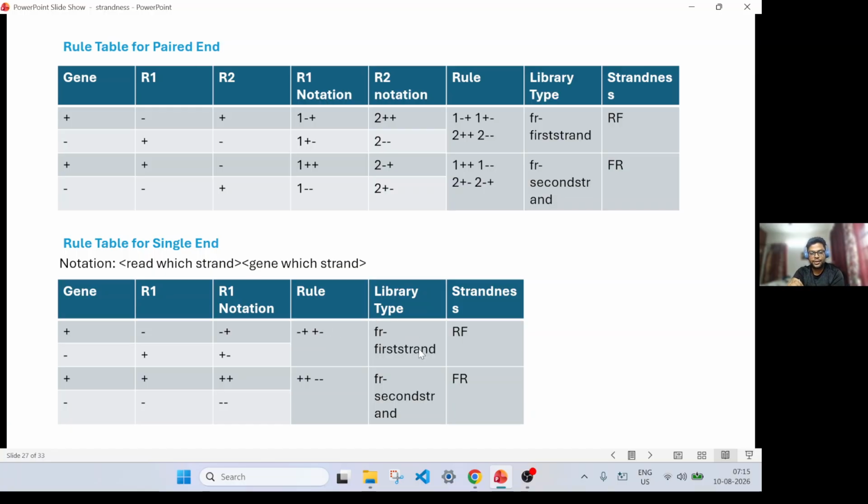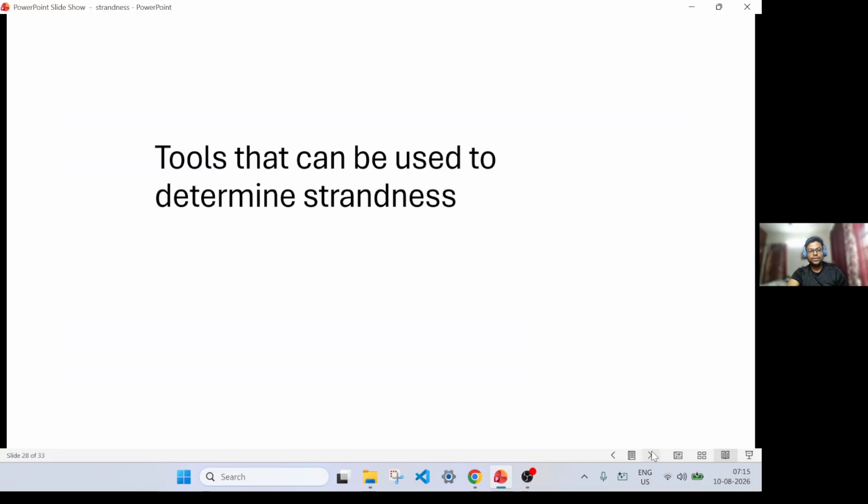So again this is the first strand, and you say that this is RF. And the second will be plus plus, minus minus, which means this is exactly matching. In this case you say that it is a second strand method or FR. So same concept, you just have to delete this R2 column, then you will get an idea.